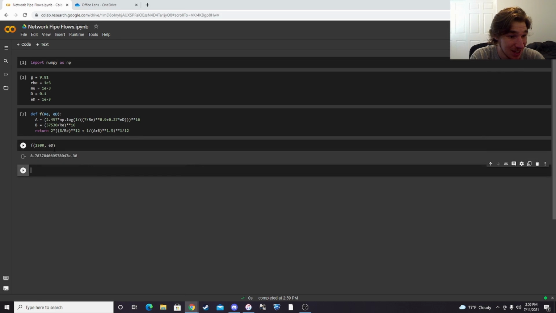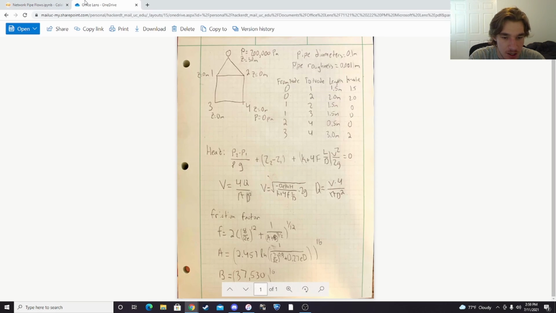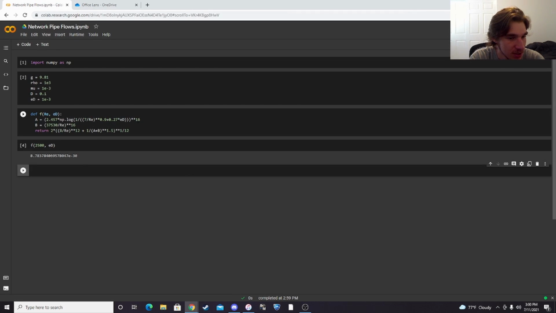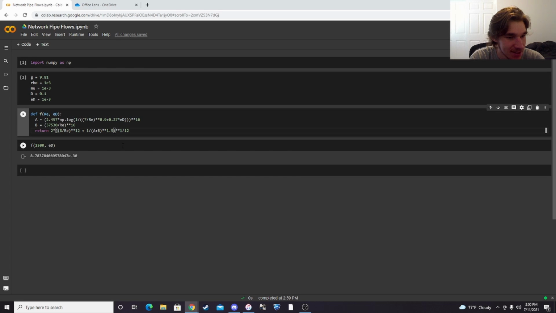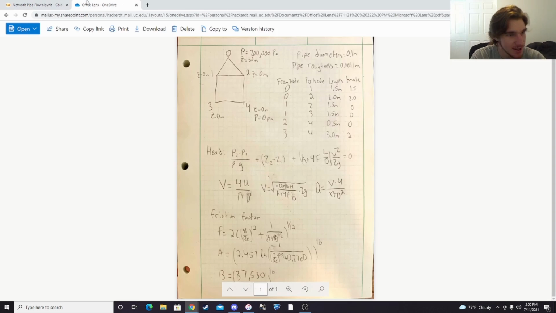And that does not look right at all. So we have to go figure out what we did wrong. It's gotta be something. I'm assuming it is right here. Power of 16. 2.457 times 1 over. Let's see how these parentheses match up. Matches up nicely. 8 over Reynolds number. Let's make sure that's where it's wrong. No, it seems right. Huh.